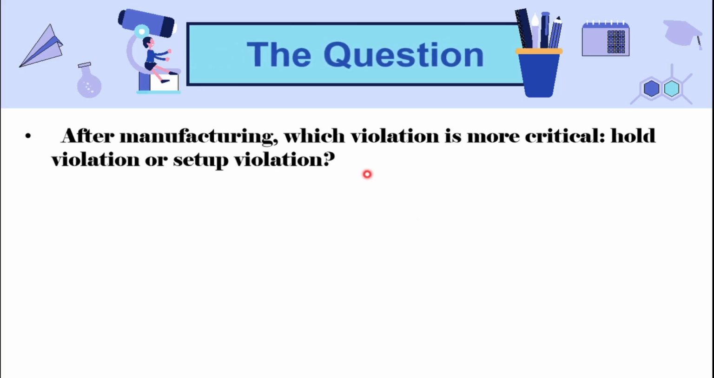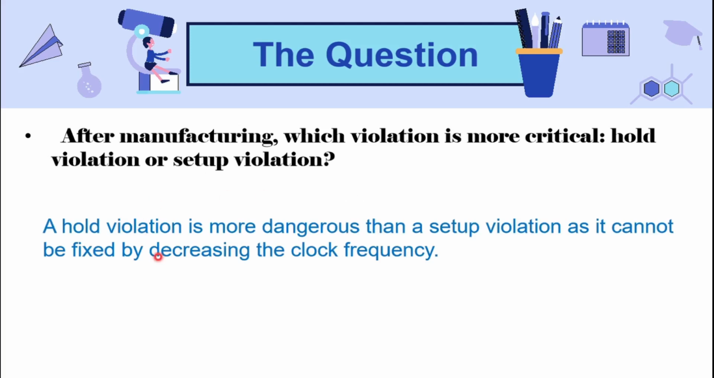The third question: what if, after manufacturing, you find out that there is a hold violation or a setup violation? Which one will be the worst one? How can you deal with it? A setup violation is easy to solve by decreasing the clock frequency, but a hold violation is difficult to solve. So we always say that hold violation is more dangerous than setup violation, so you need to be more careful about hold violation than setup violation.